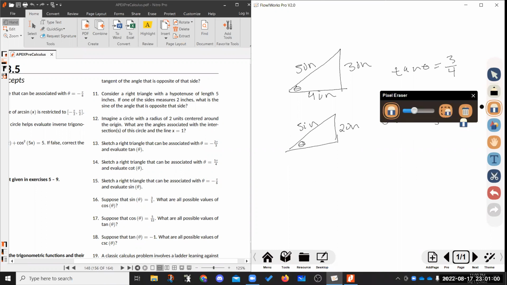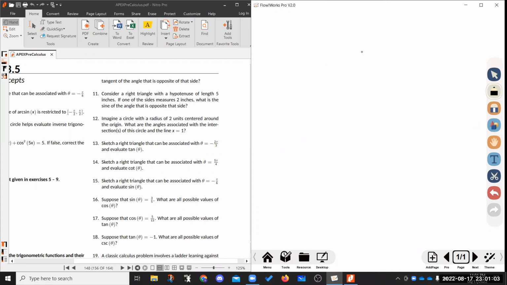Now we're going to imagine a circle with a radius of 2 units centered around the origin. So we have radius 2. What are the angles associated with the intersections of the circle and the line x equals 1? So x equals 1 right here. If this is 1 something, and this is 1 something down here, we want to find these angles here.